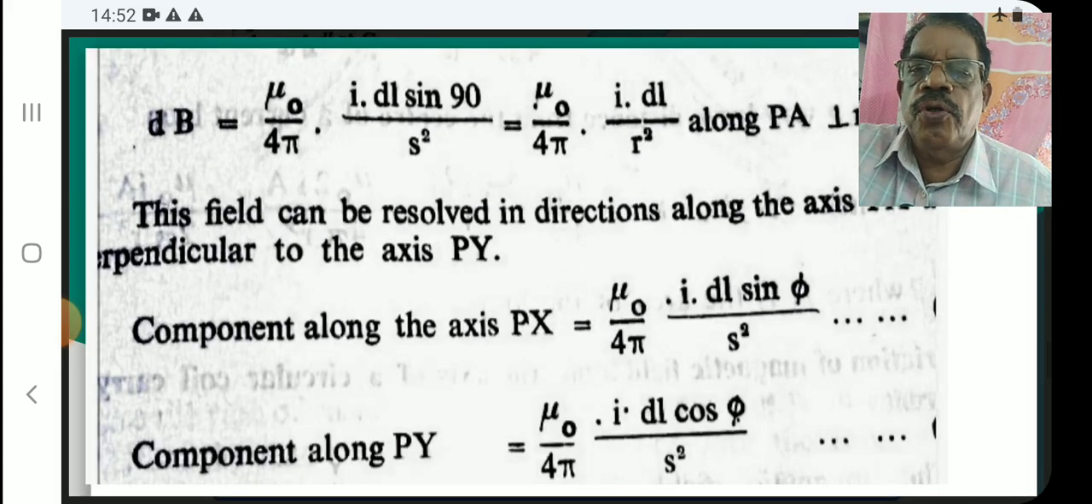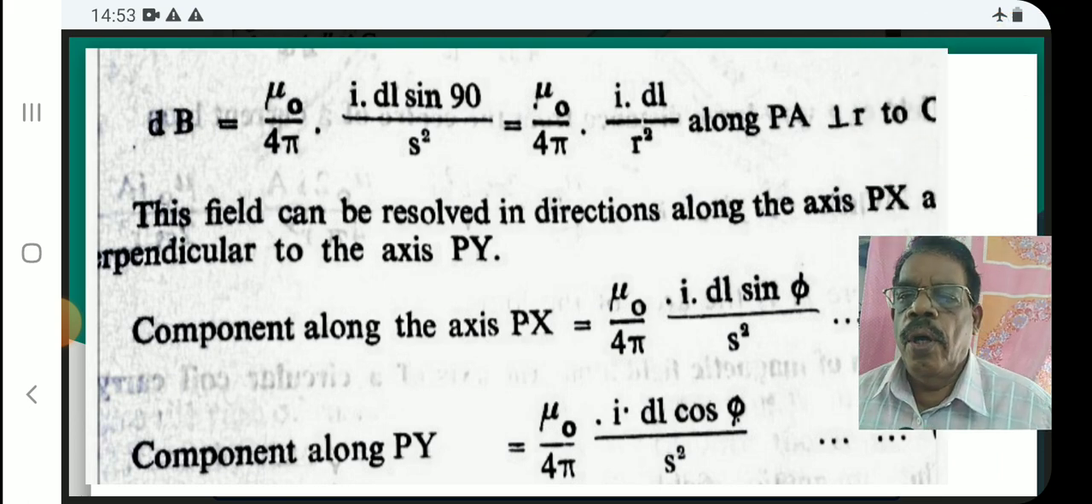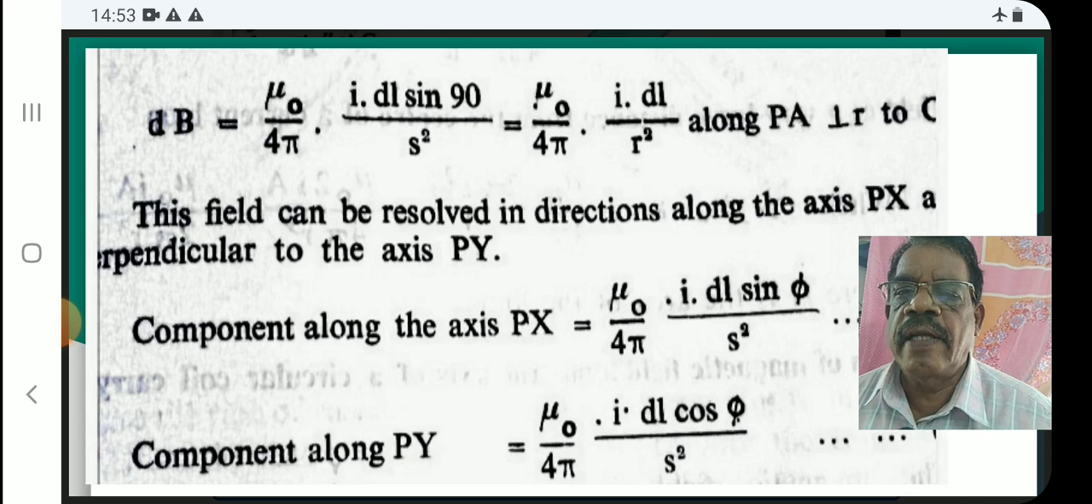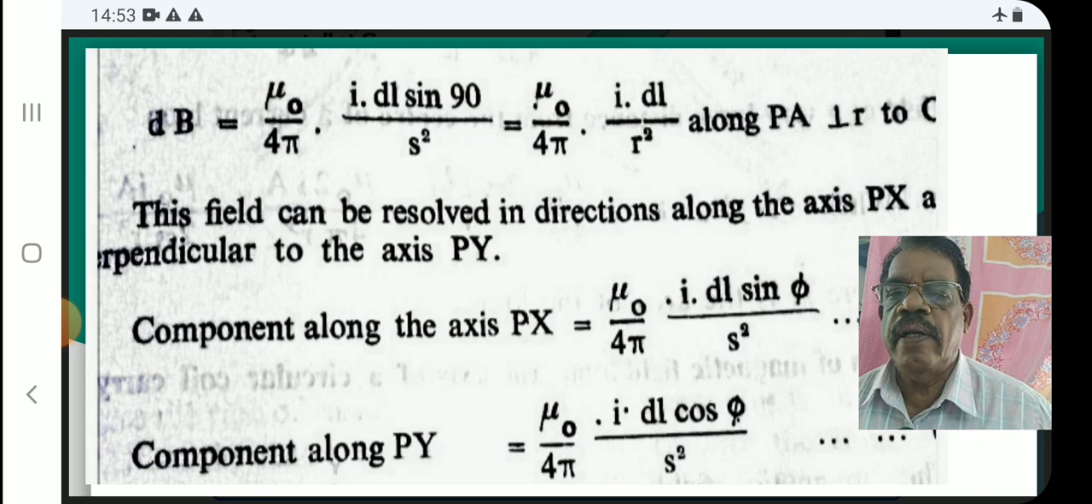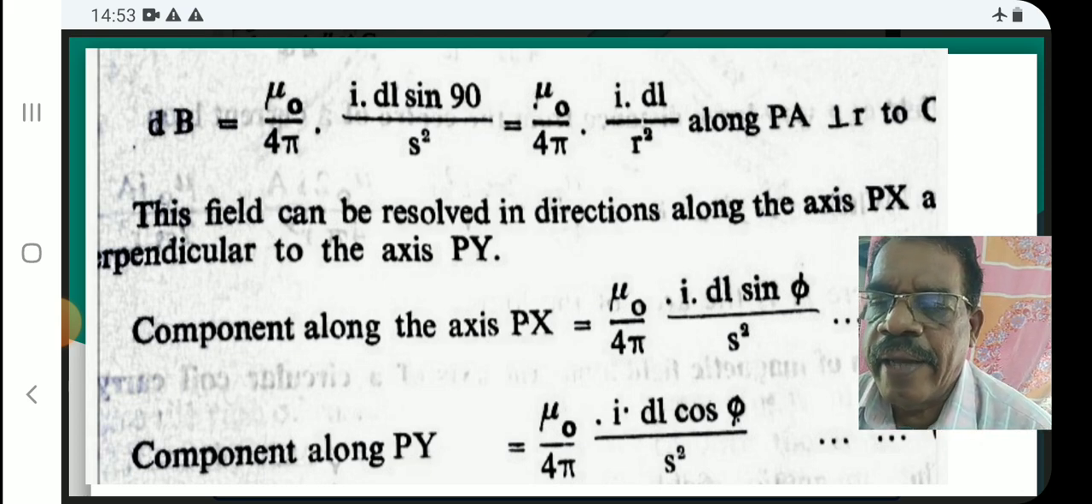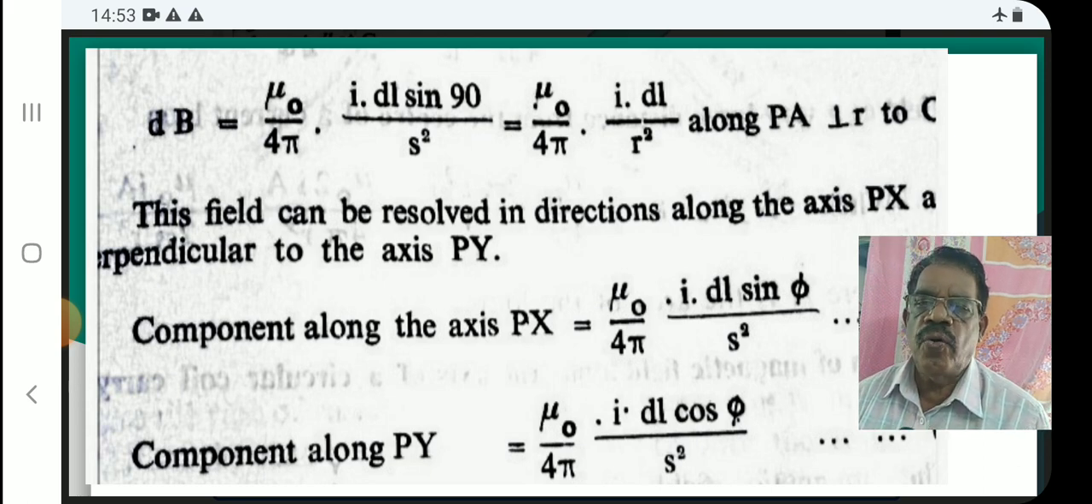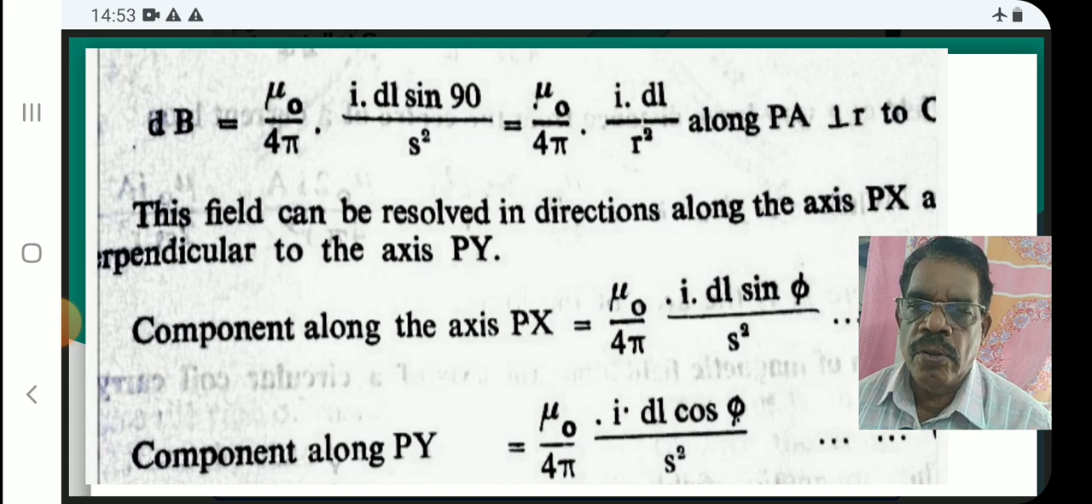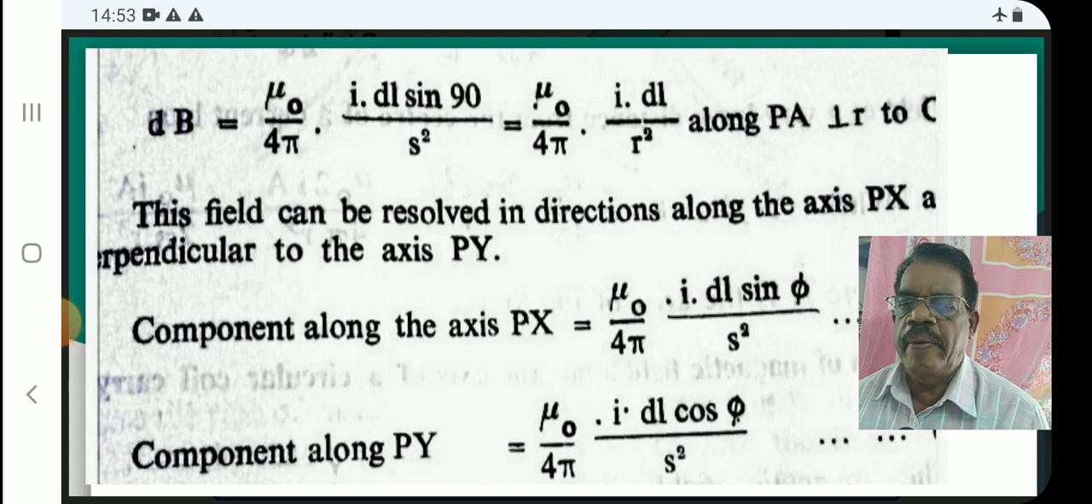dB is equal to mu 0 by 4 pi I dl sin 90 by r square. Here theta is taken as 90, that is dB is equal to mu 0 by 4 pi I dl by r square. Why does theta become 90? Along PA perpendicular to C. The reason for this 90 is that the direction of current makes an angle 90 degree with the line joining the point and the element.